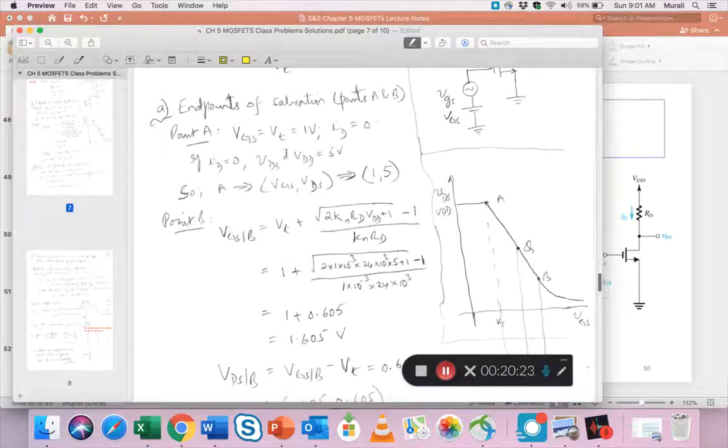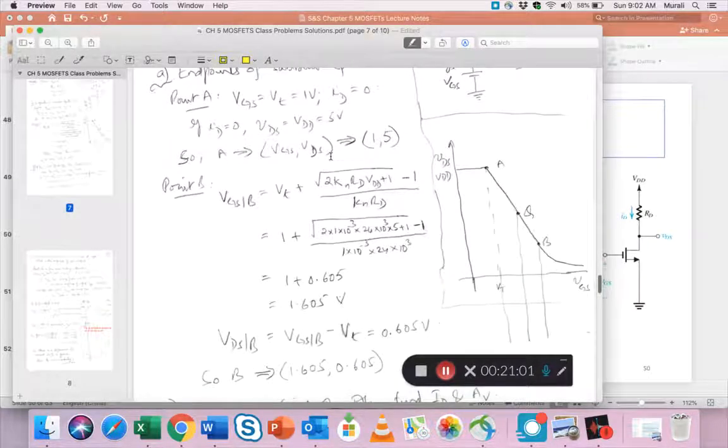A is pretty easy, it's just the cutoff value. Here VGS is just VT and ID equals 0, and if ID equals 0, the VDS is just VDD, the source voltage, which is 5 volts. So the coordinates of A are 1 and 5. 1 is the VT or VGS actually, and 5 is the drain to source voltage, which equals VDD. I don't think we have calculated it before, but calculating A should be easy. I hope you can see how we do that.